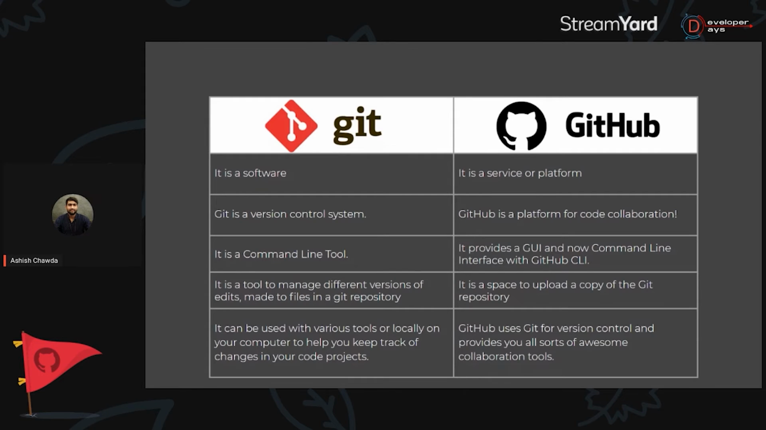So yeah, now here comes the difference. GitHub is a platform or a service. It internally uses Git for the version control part, and provides us all sorts of awesome collaboration tools and a clean UI to see the commit history. So yeah, GitHub is a service. It uses Git as the version control system. So GitHub is not a version control system.